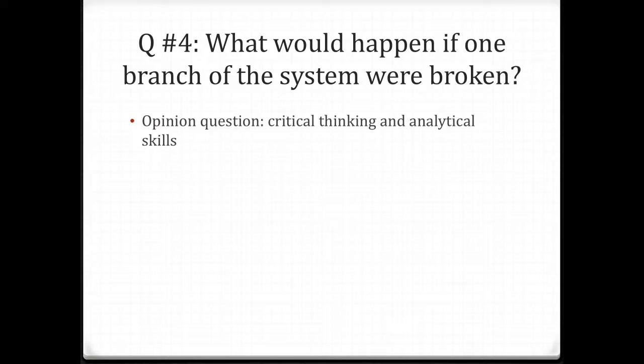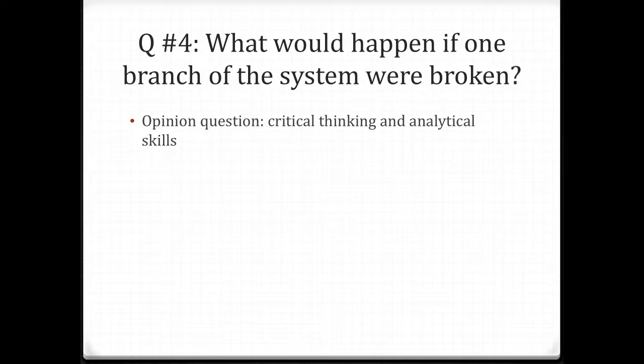All right, so think about it. What would happen if one branch of the system were broken? Now, someone wrote about the courts being broken because they make decisions that let criminals go. That's not broken, okay? Because you could equally argue then the broken part of the system is the police that violated the Constitution. So you see the difficulty you have with that?